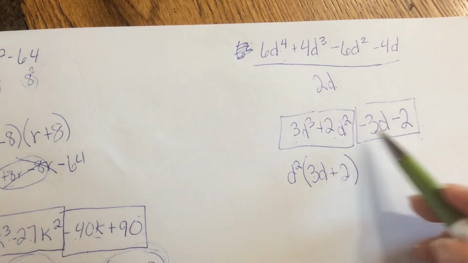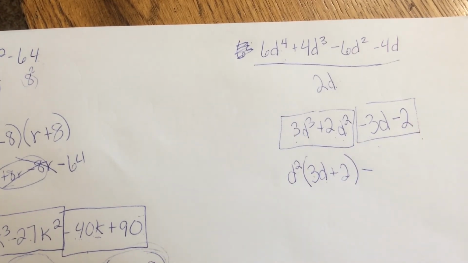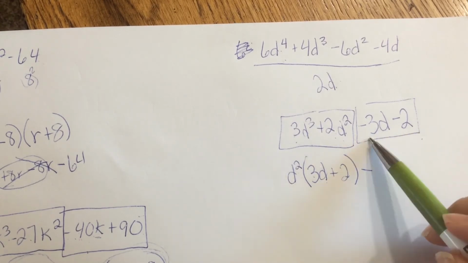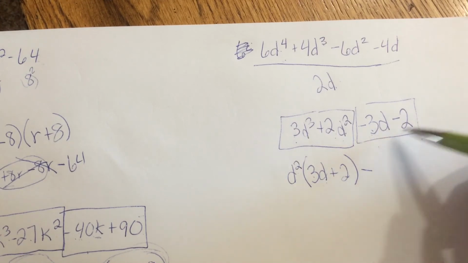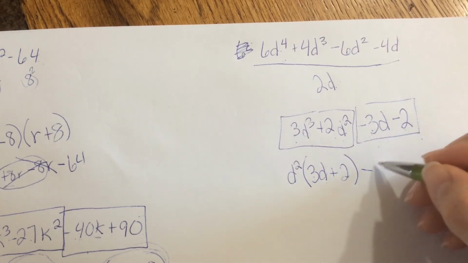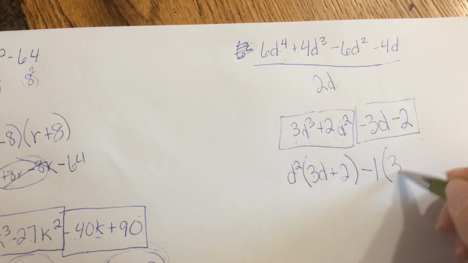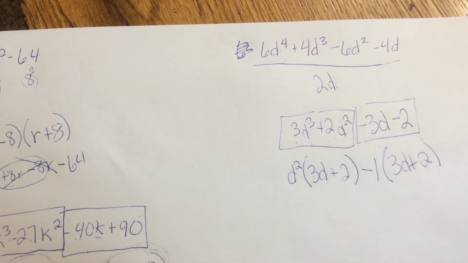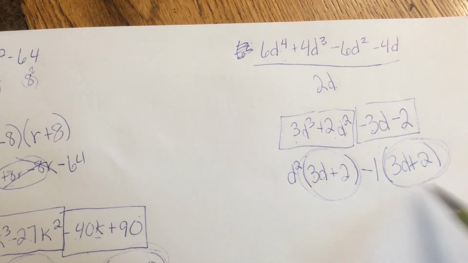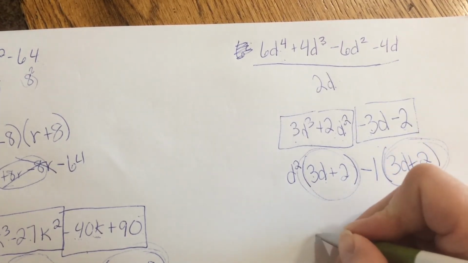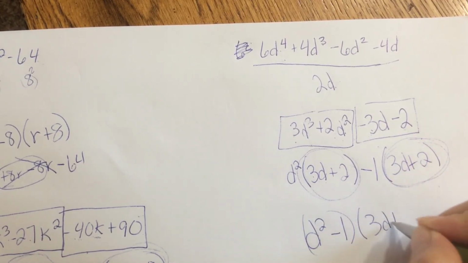When I look at this next one, again, that leading number is negative, so I know I'm going to need to factor out a negative. And when I factor out a negative, there's nothing that goes into 3 and 2 again, and there's only a d in the first one, so the only thing I can factor out is a 1, which leaves me with a positive 3d plus 2. And if I look at that, those two parentheses are exactly the same. So what I have is d squared minus 1 times 3d plus 2.